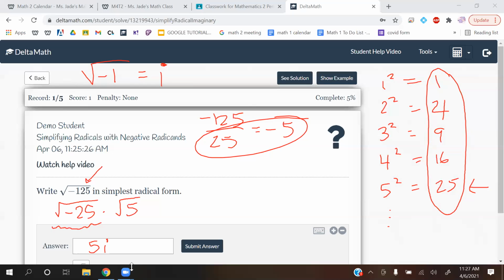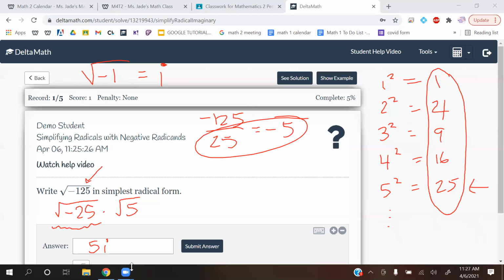And I know it sounds useless to you, but I swear your computer that you're doing the Zoom through and your cell phone that you have, those things wouldn't work if they didn't come up with i. Pretty much all the technology we use nowadays relies on the imaginary number i. It sounds really weird, but it's there.